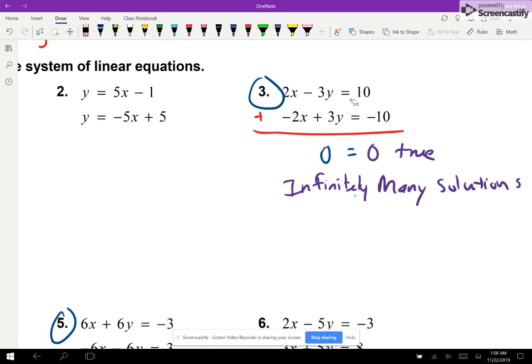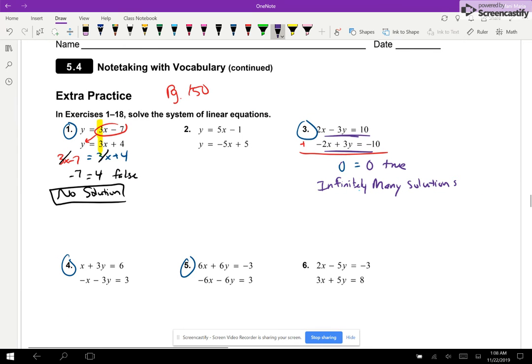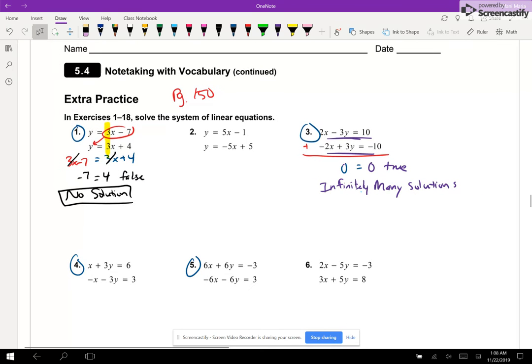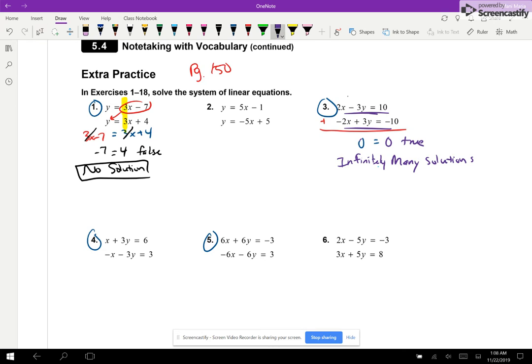And just looking back at the original equation, they're exactly the same. So those are the 3 different types of solutions. I would go ahead and try number 4 and 5. I think 2 and 6 are solutions that you've already seen.